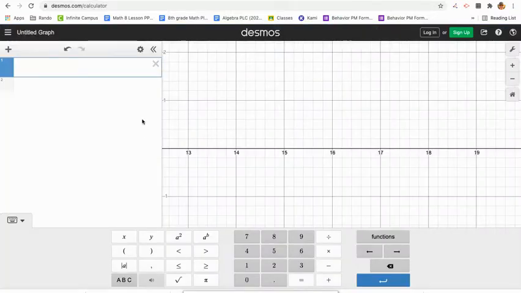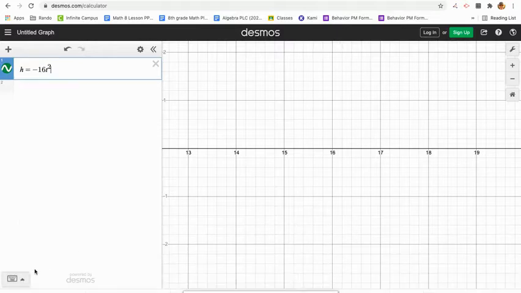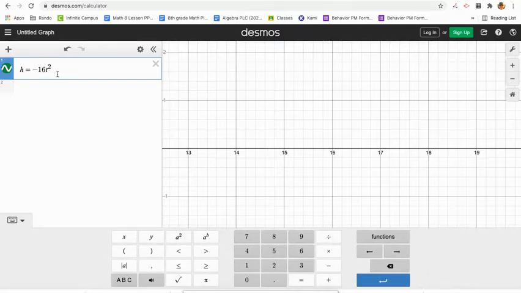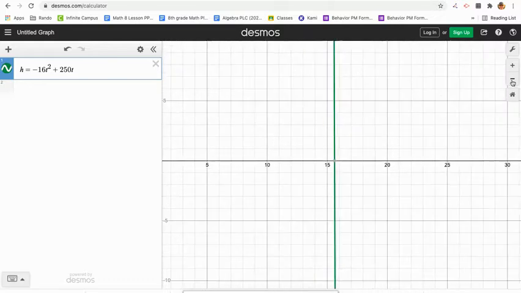Once you are there, we can type in our equation, but I want you to notice our equation was h equals negative 16t squared. We use this button for square. If you don't see the keyboard, you can select this to show the keypad, and this squared gets you the squared, plus 250t.